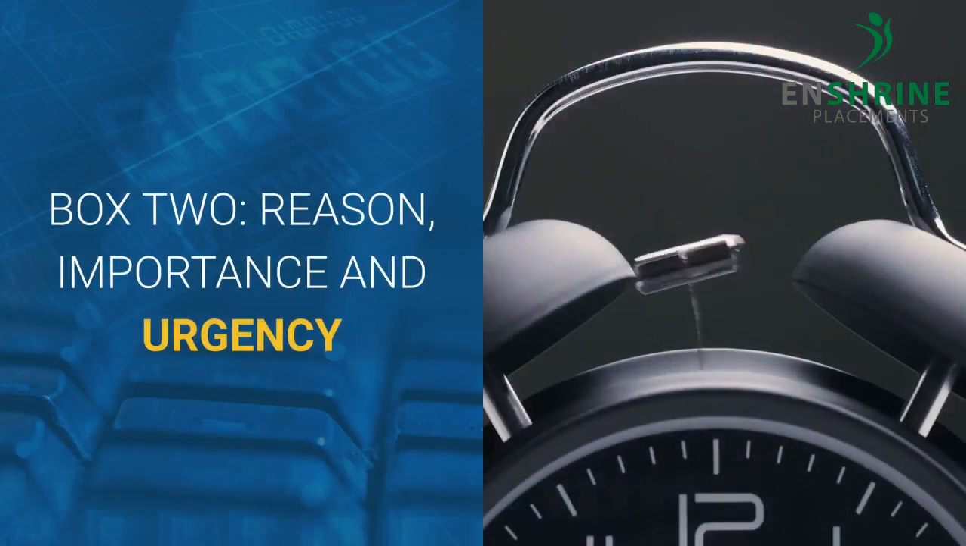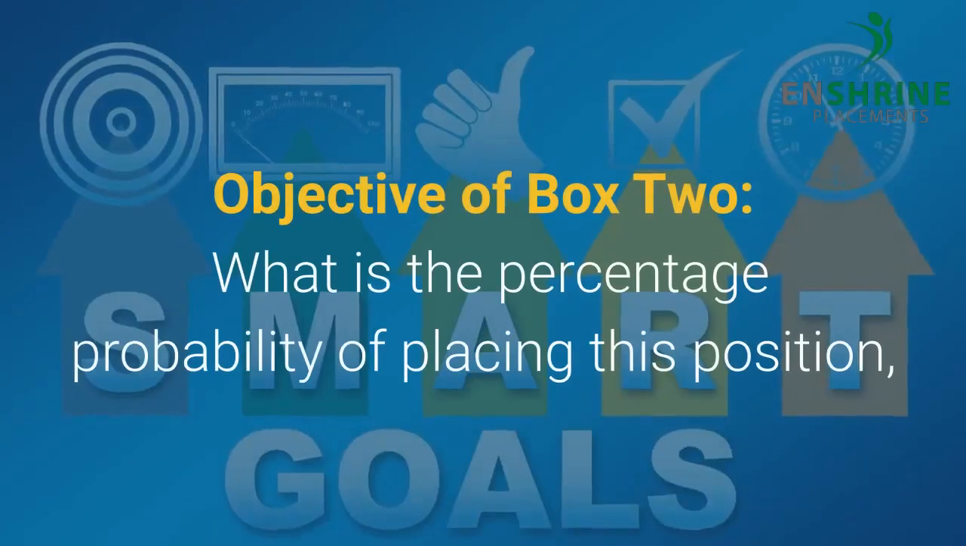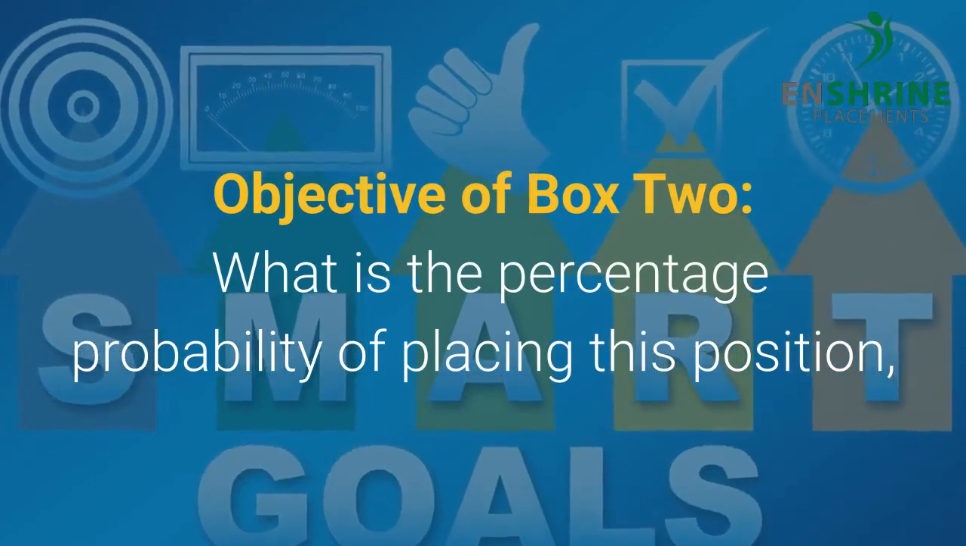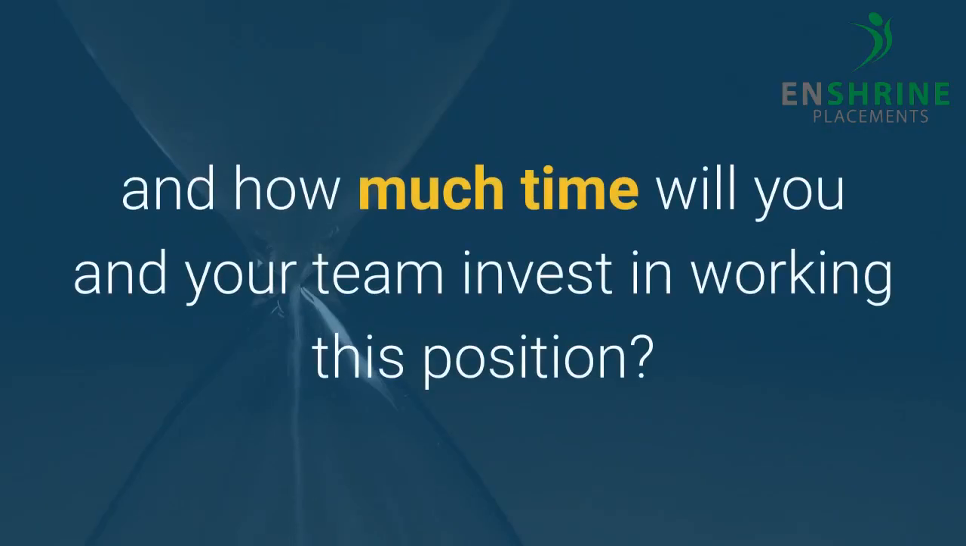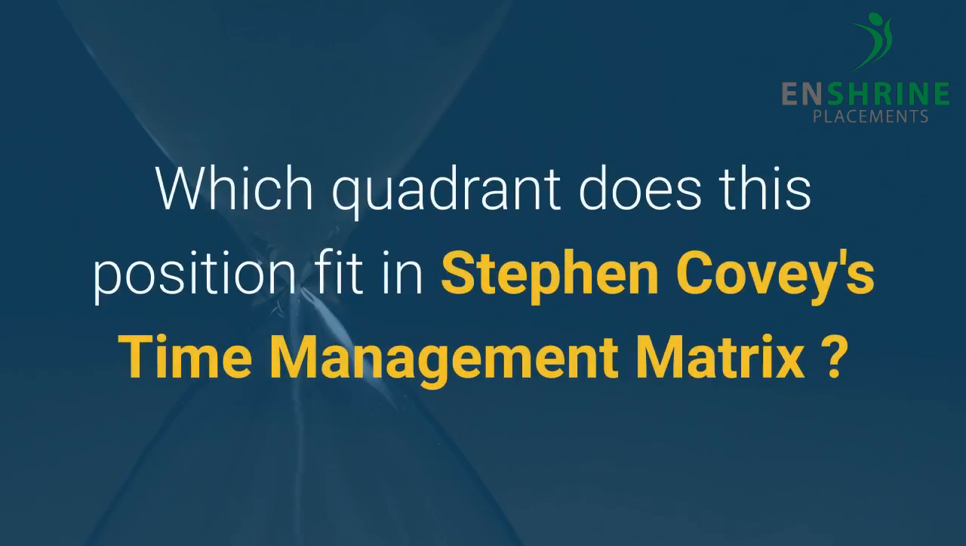Box 2: reason, importance and urgency. Objective of Box 2: what is the percentage probability of placing this position, and how much time will you and your team invest in working this position? Which quadrant does this position fit in Stephen Covey's time management matrix?